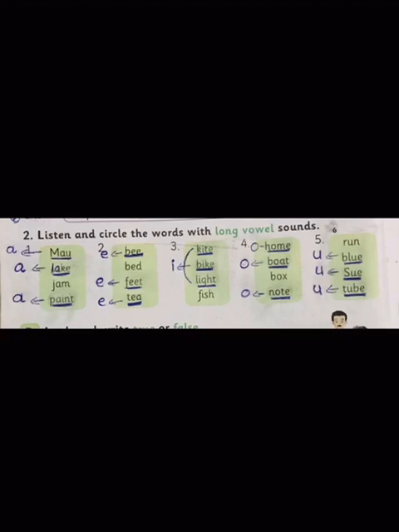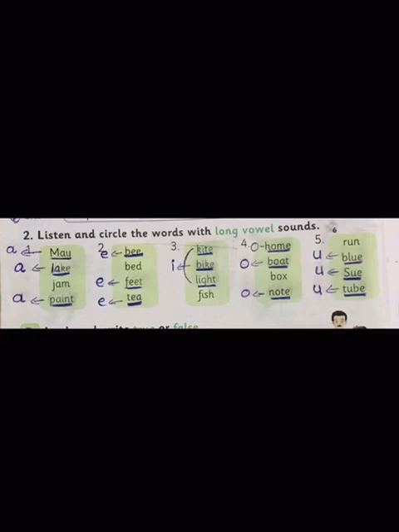Look at the next list. Number 4. H, O, M, E, home. B, O, A, T, boat. These two words have long vowel sounds. The next word is box. This word has short O. The next word is N, O, T, E, note. This word has long vowel sound.